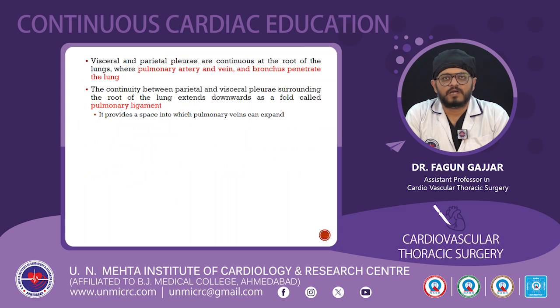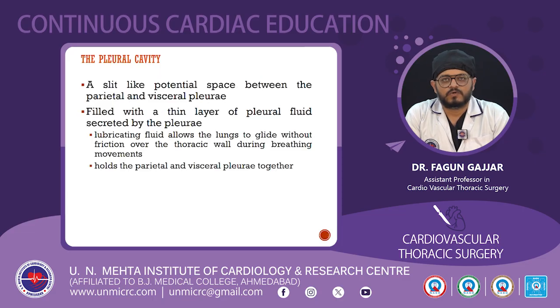The visceral and the parietal pleura are continuous at the root of the lung, where the pulmonary artery, vein, and bronchus penetrate the lung. The continuity between the parietal and the visceral pleura surrounding the root of the lung extends downward as a fold, which is called the pulmonary ligament. It provides a space into which the pulmonary veins can expand.